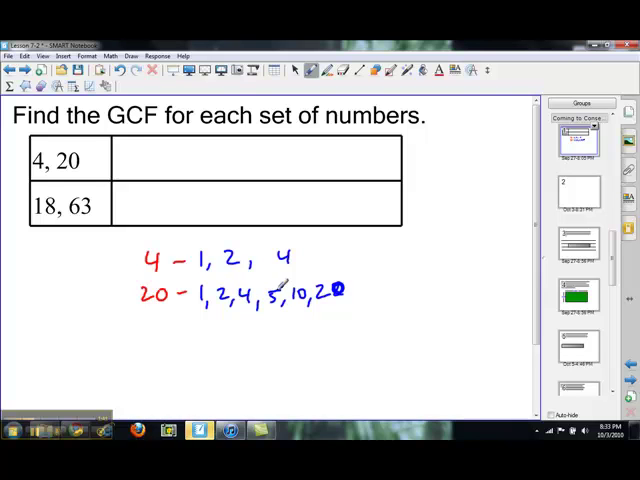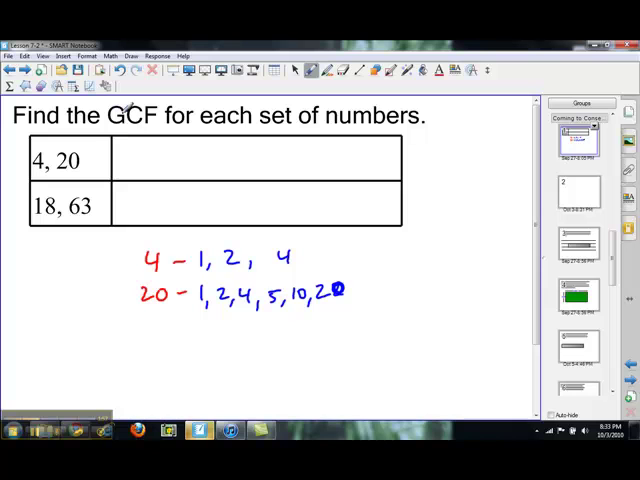And once again, once I have two factors that I multiply to get this number, and there's no numbers in between, I know I'm finished. So the factors of 20 are 1, 2, 4, 5, 10, and 20.